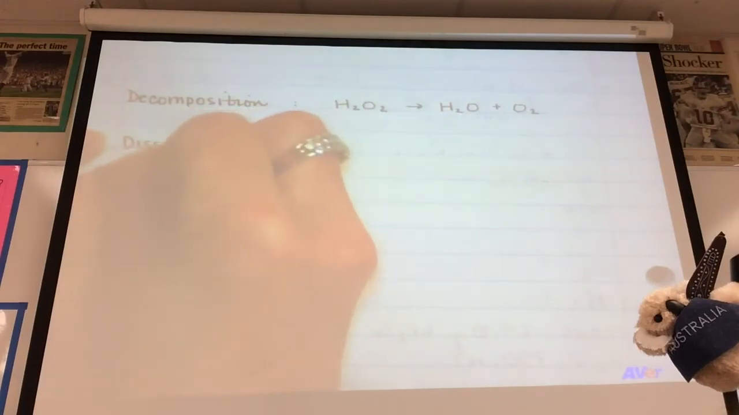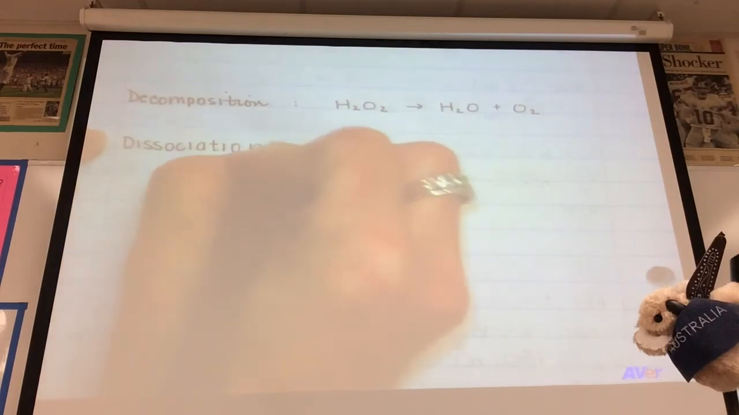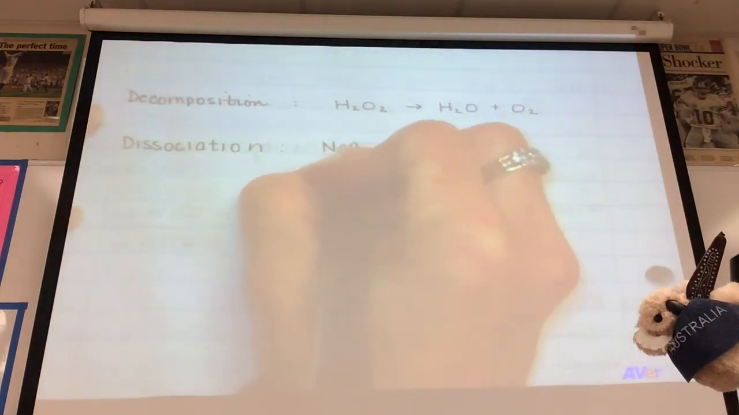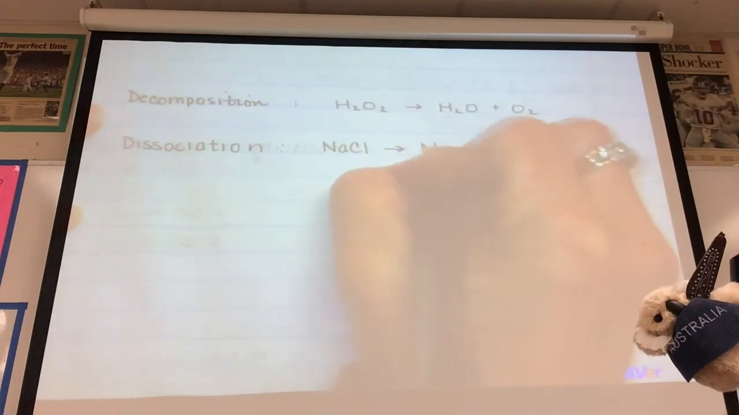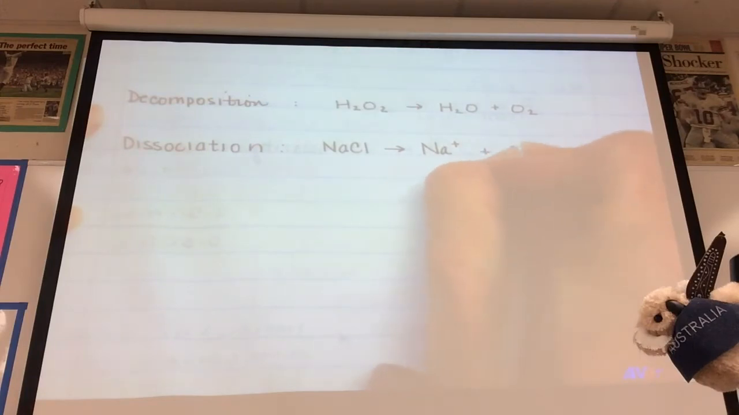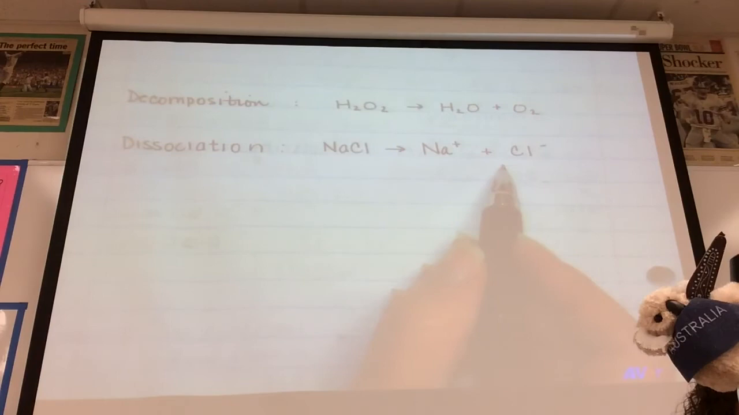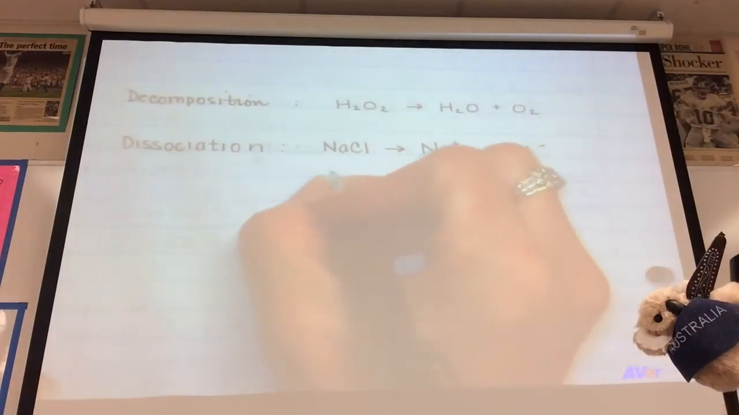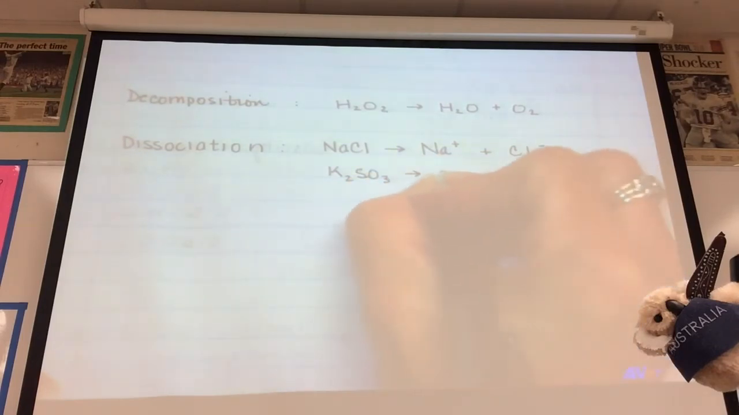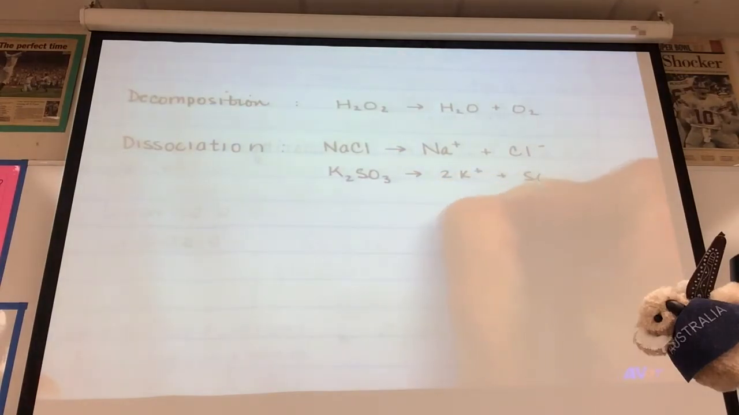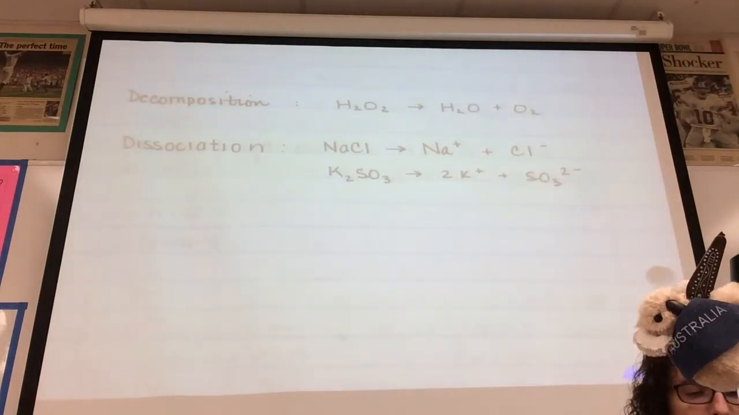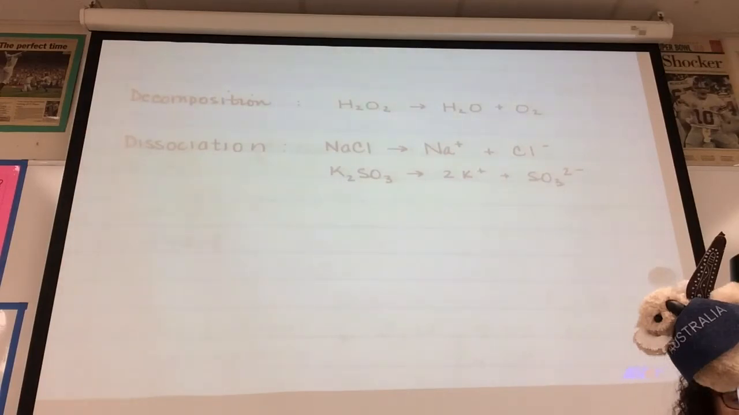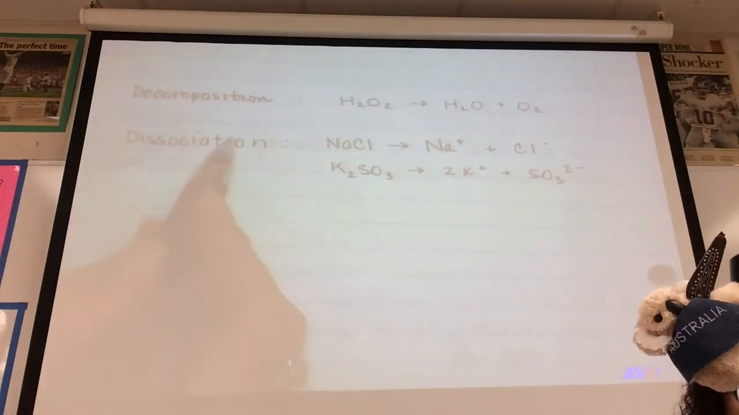With dissociation, again, you will have one compound such as sodium chloride, and when dissolved in water, the ions will dissociate. So you generate ions in dissociation. And you can have a binary compound such as sodium chloride, or you could have, for example, potassium sulfite, where you have 2 potassium ions and 1 sulfite ion. So that's dissociation as opposed to decomposition, and we'll be talking more about dissociation as we go through.